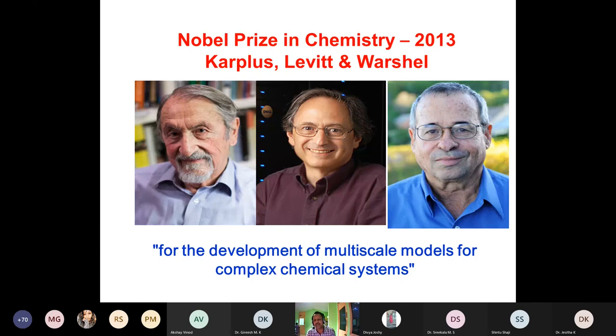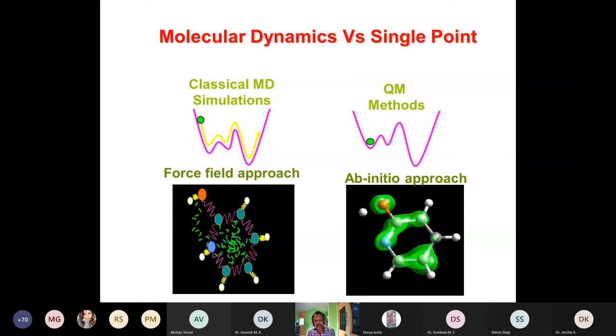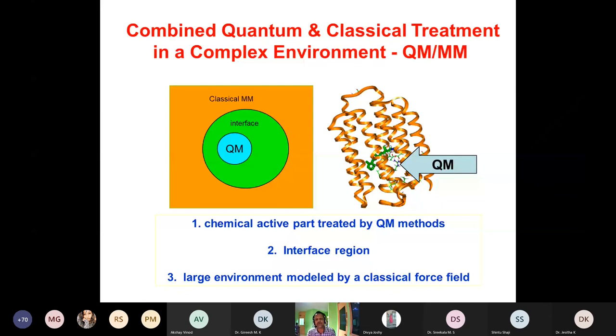I am fortunate to interact with Warshel, the third person, the Nobel laureate, because my PhD mentor is a friend of Professor Warshel, and using their code, we have some two research projects. So in this method, actually a combination, the reactive part is studied using quantum mechanical method or quantum chemistry, and the other surroundings in the chemical system are treated using molecular dynamics method. I'm not going into the detail of this QM/MM method.